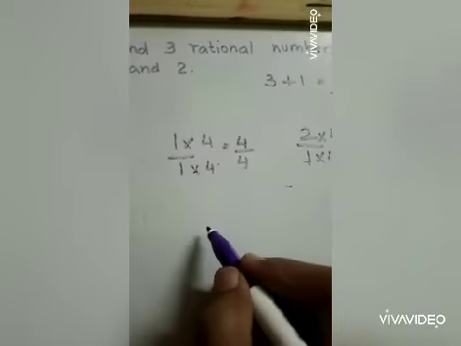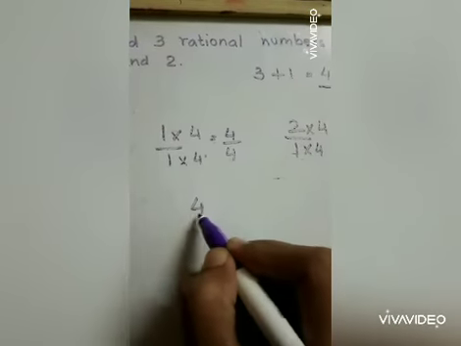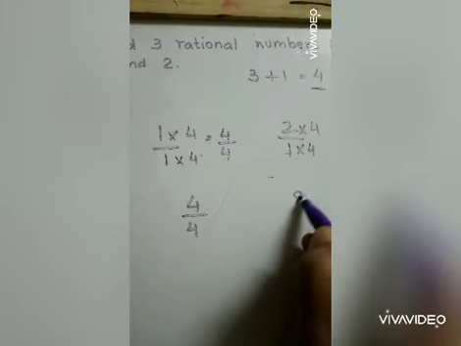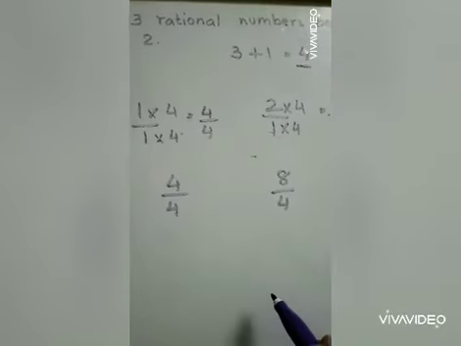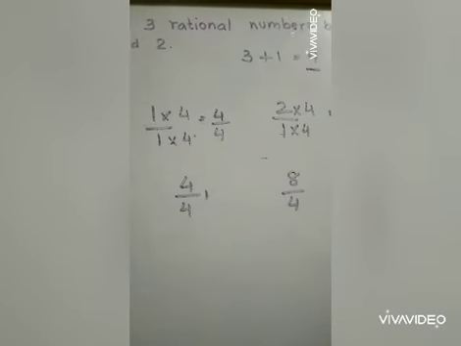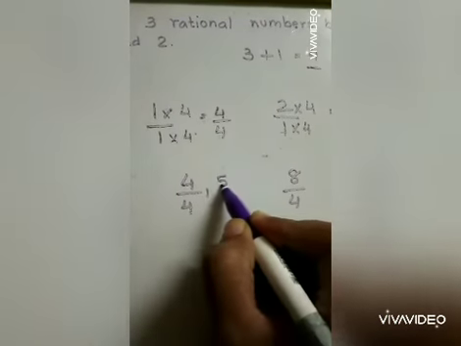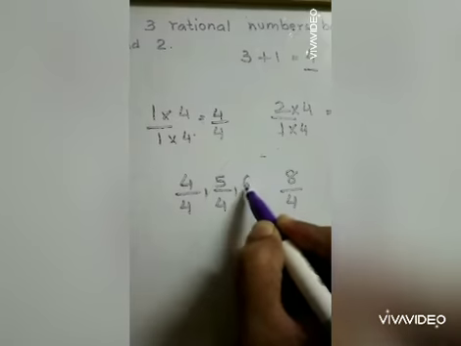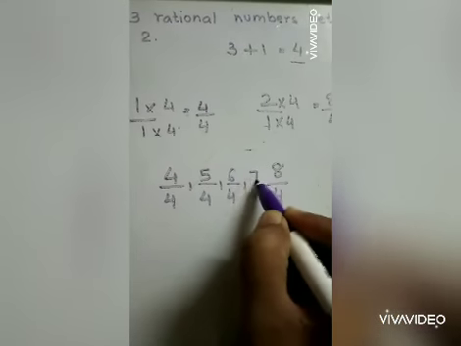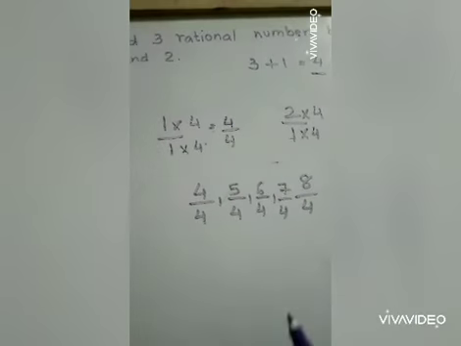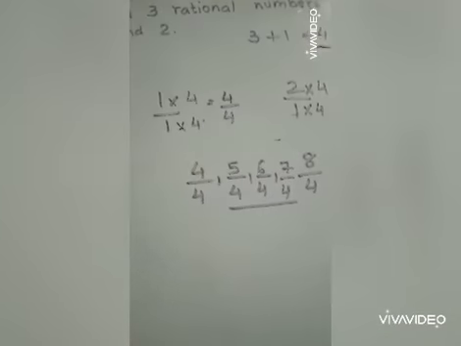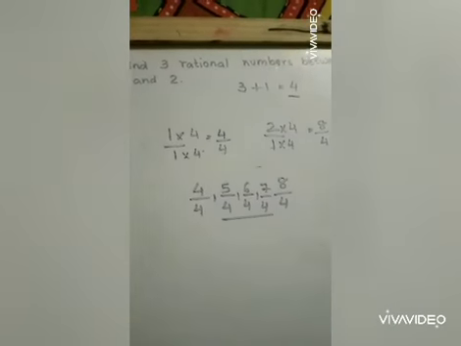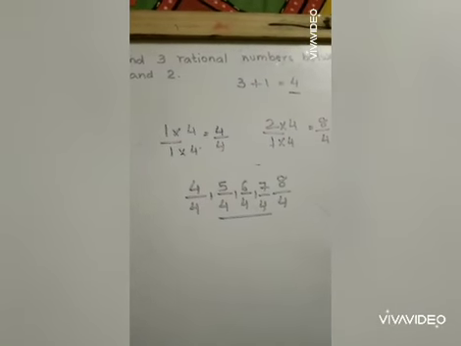Alright. Now what have you got? 4 upon 4 and 8 upon 4. So in between these, can you find 3 rational numbers? Yes, you can find them. That is 5 upon 4, 6 upon 4 and 7 upon 4. So you get this answer by just making the base the same between the two numbers. Okay.